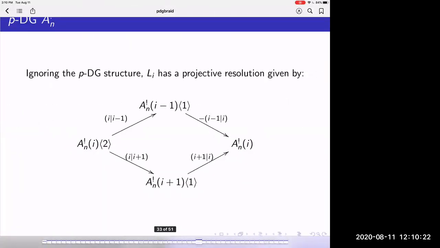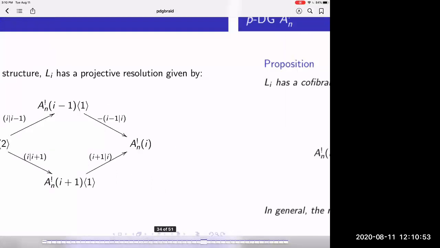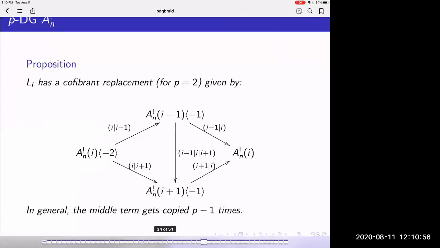Okay, and when we wanted to construct a categorical braid group action on the A_n shriek side, we needed to take projective resolutions. Just to remind you, the projective resolution of L_i had this form. Ignoring the PDG structure, this is what we had from the beginning of the talk. But now, when we consider the PDG structure, we see that this complex has a problem. For p equal to 2, this is actually not even a DG module. One can check that d squared is not equal to 0. And so we have the following key proposition.